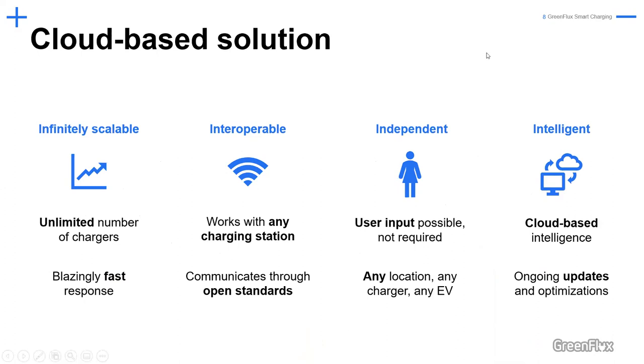So if there are new interfaces to be made or relevant inputs that we could use, we can always do this because we do everything from the cloud, which is much more flexible than any other system.